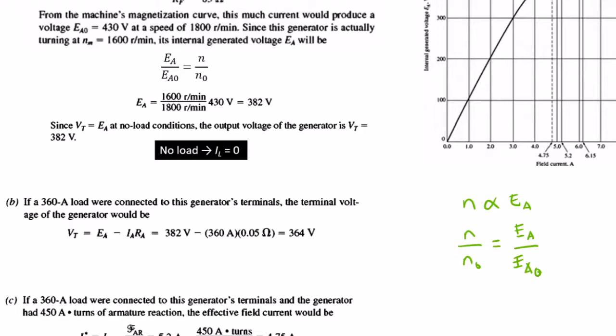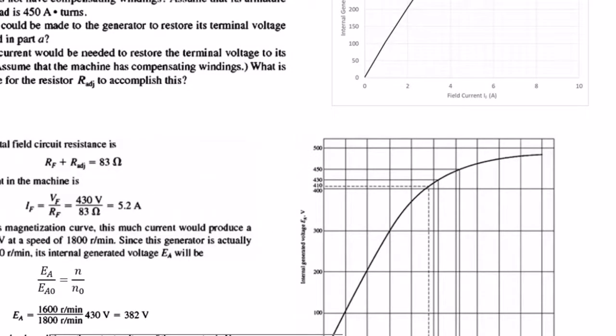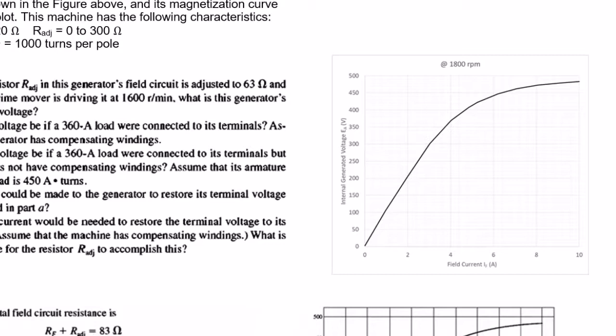Okay, the notation 0 is used for the rated condition. So N0, for example, is the rated speed, and EA0 is the internal generated voltage when the generator is running at its rated speed. And the rated speed for this generator is 1800 RPM. Which means that this curve that we have here is true for the speed of 1800 RPMs.